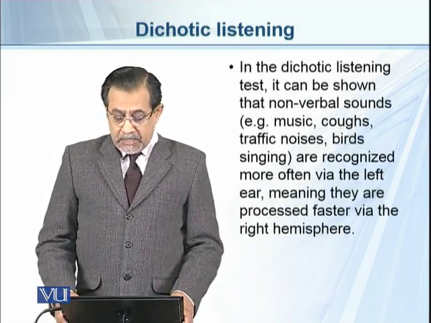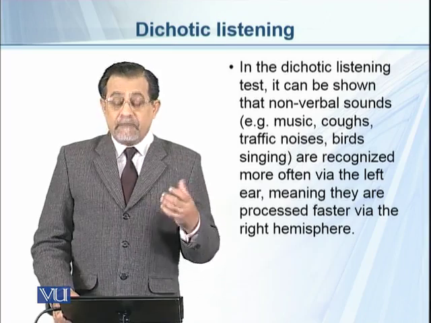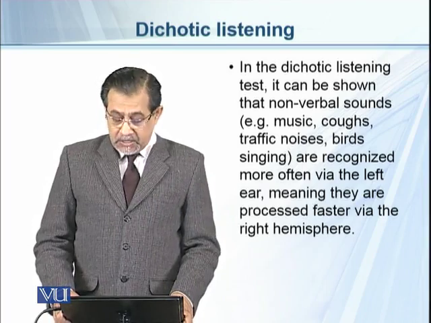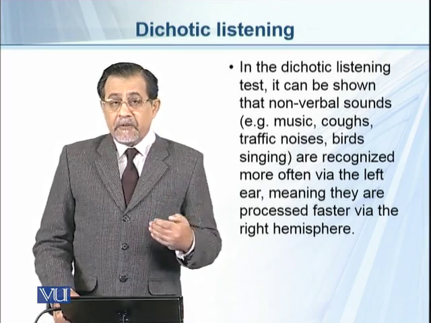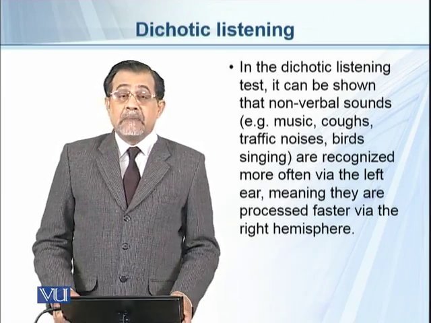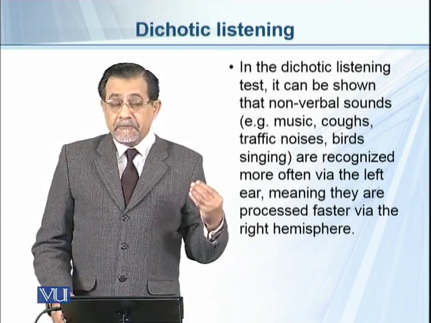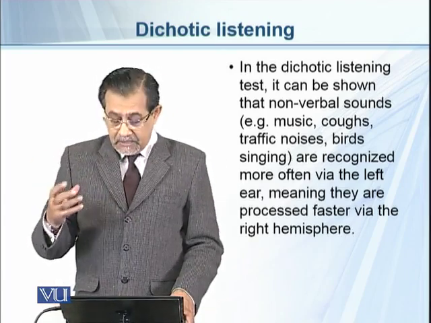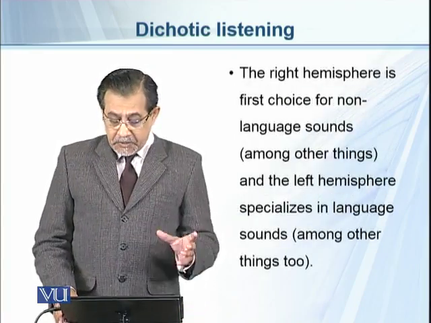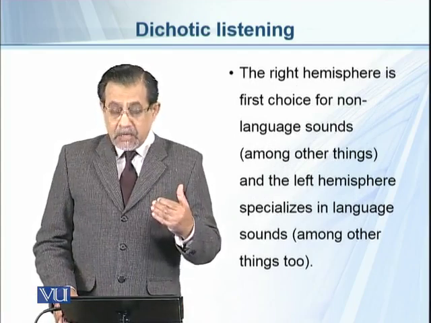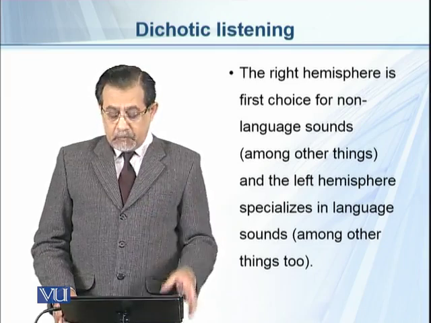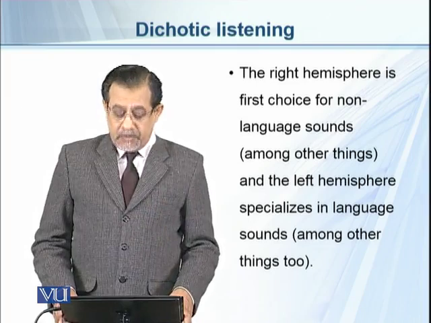In the dichotic listening test, it can be shown that non-verbal sounds, music, cough, traffic noises, birds singing, etc., are recognized more often via the left ear, meaning they are processed faster via the right hemisphere. They are listened to from the left ear and they are processed in the right in a faster way. The right hemisphere is first choice for non-language sounds, among other things, and the left hemisphere specializes in language, as we know, sound, among other things.